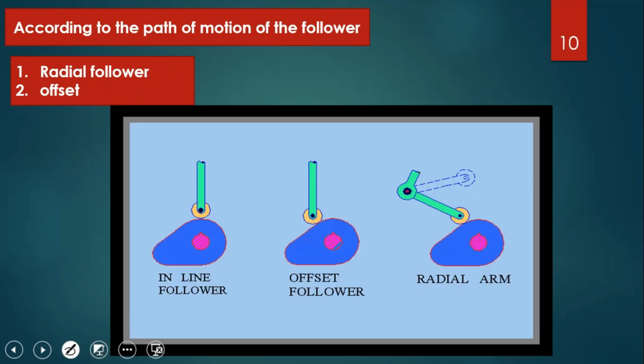And last category, according to the path of the motion, radial follower and offset follower. This is without offset. See the axis of the follower is in line with the cam axis. That's why this is an inline follower. And here, see this is offset. The axis of the follower is here and the cam axis here. The distance between them is called the offset, right? See the axis of the follower is offset from the cam axis. So that's called an offset follower, right?